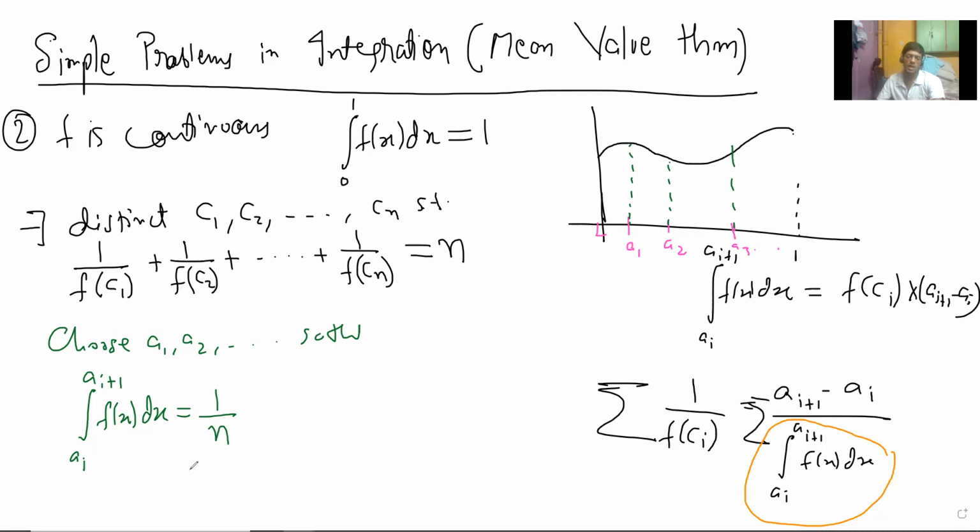Now you can just add it. Because if this is 1 by n, then this is ai plus 1 minus ai times f of ci, and you can see that you can add it. Okay, so this was the idea. Is this okay with everyone, or is there any problem?